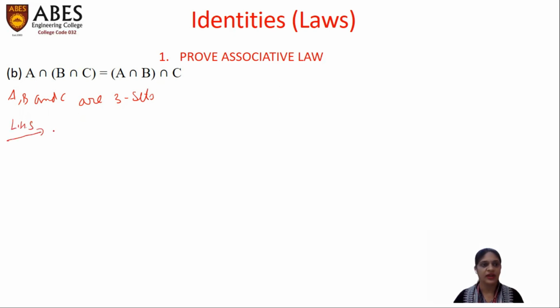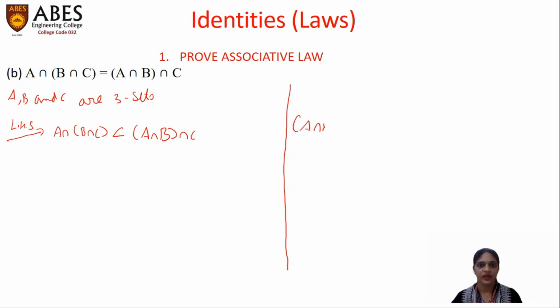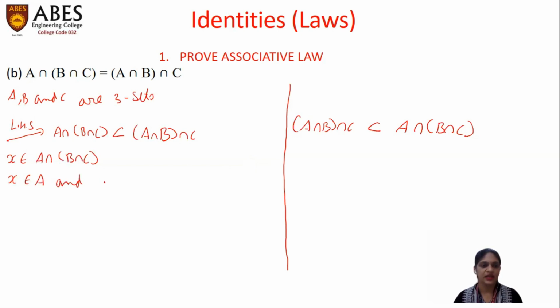In the left hand side we have to prove that A intersection (B intersection C) is a subset of (A intersection B) intersection C, and for the right hand side, we have to prove that (A intersection B) intersection C is a subset of A intersection (B intersection C). Now moving towards the left hand side, let's suppose X be any arbitrary element which belongs to A intersection (B intersection C). Now open the bracket, we can write this as X belongs to A, and, intersection means and, X belongs to B intersection C. Now we can write again this as X belongs to A, and we have to open this bracket, X belongs to B and X belongs to C.